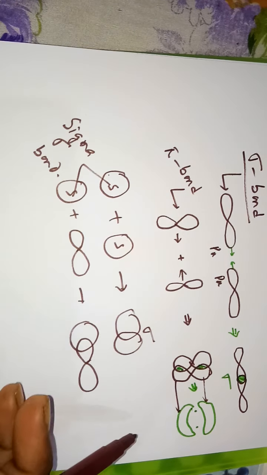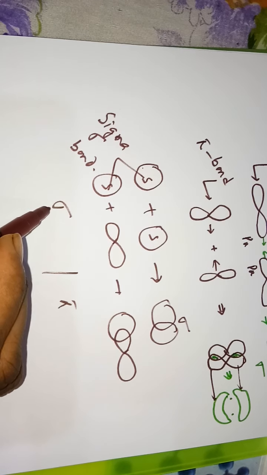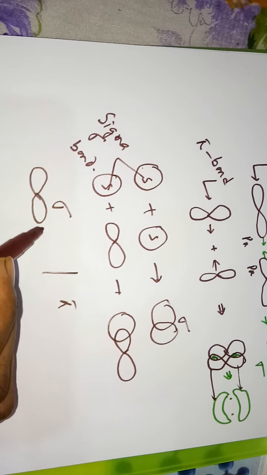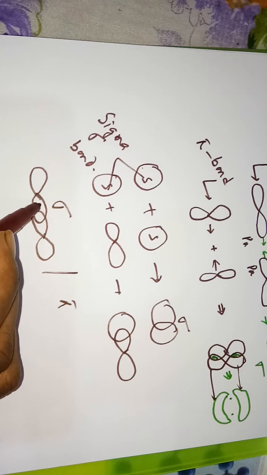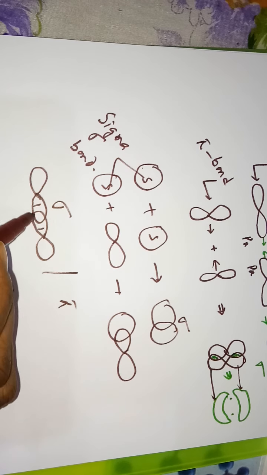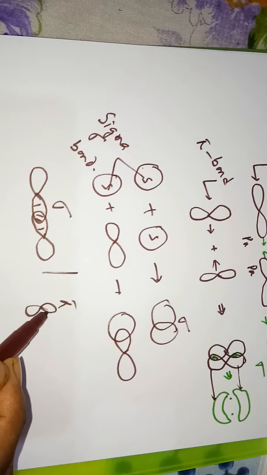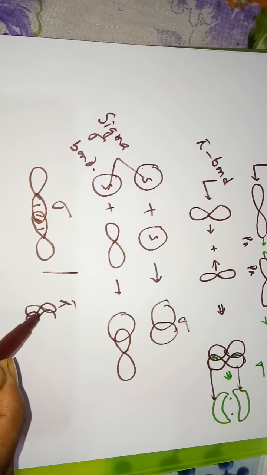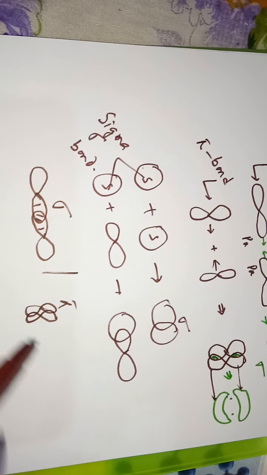Now another point about sigma and pi, you remember students, that in sigma bond only one lobe of each p orbital is involved. One lobe from this and one lobe from this are involved in overlapping. But in pi bond, both the lobes, 2 out of 2 lobes, are involved in bonding. This is how sigma and pi bonds are formed.